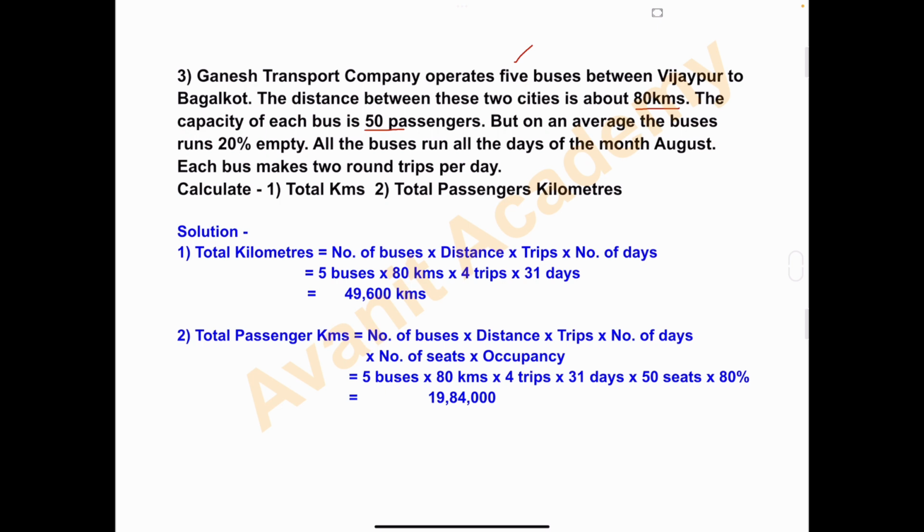On an average, the buses are 20% empty. Okay, the bus is not 100% occupied. It is 20% empty, which means it is 80% occupied. It is not 100% occupied, 20% is empty, so how much is occupied? 100 minus 20, you will get 80. So the bus is 80% occupied.